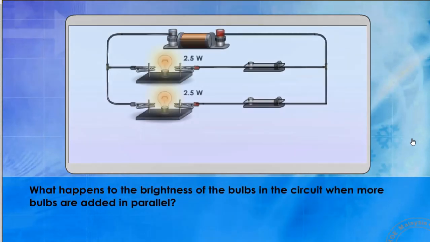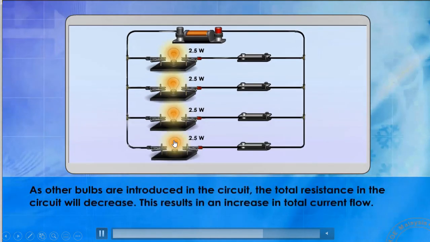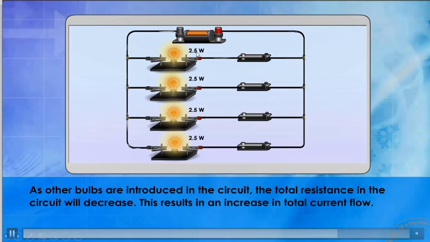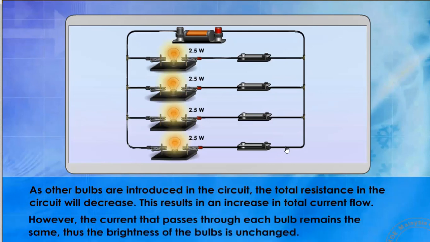What happens to the brightness of the bulbs in the circuit when more bulbs are added in parallel? We have 3 bulbs. Now we have another bulb. The total resistance in the circuit will decrease, so more current flows and the bulbs still light up with the same brightness. The current that passes through each bulb remains the same, thus the brightness of the bulbs remains unchanged.